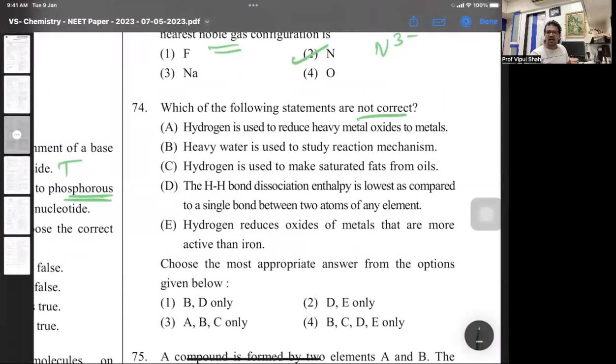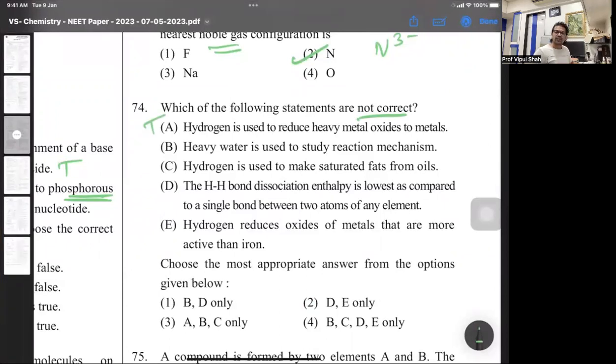What it says: hydrogen is used to reduce heavy metal oxides to metals. Now, which of the following is not correct? Here in this category, the first one is true.